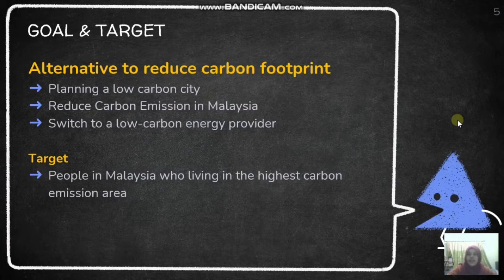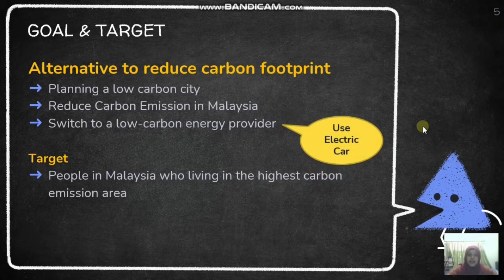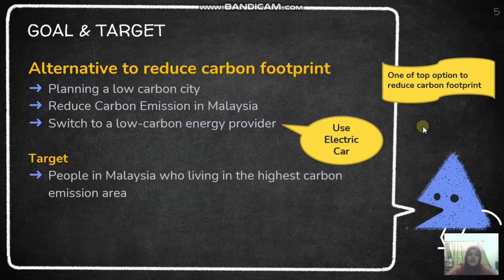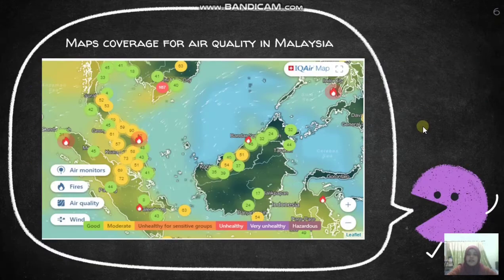So this is our goal and target. Our alternative to reduce carbon footprints is by planning a low carbon city, reducing carbon emission in Malaysia and switching to a low carbon energy provider, which means using an electrical car, because it's one of the top options to reduce carbon footprints. Our target is people in Malaysia who live in the highest carbon emission areas. This map shows the air quality in every state in Malaysia.